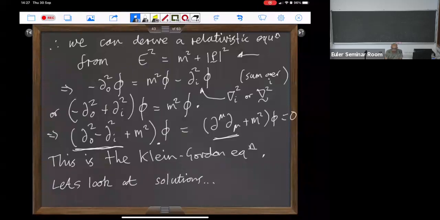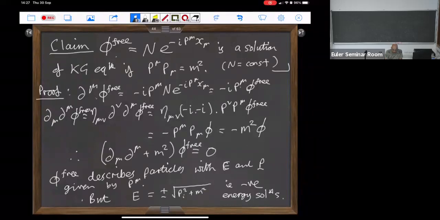The first thing I want to do is look at some solutions of this equation. The claim is that there are solutions which I'll call phi superscript free, because these are going to have the interpretation of describing free particles with some given energy and momentum. Up to an overall constant, e to the minus i p dot x is a solution of the Klein-Gordon equation if p squared equals m squared in the relativistic sense.